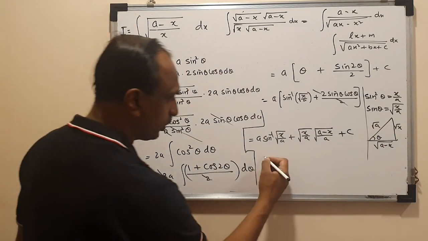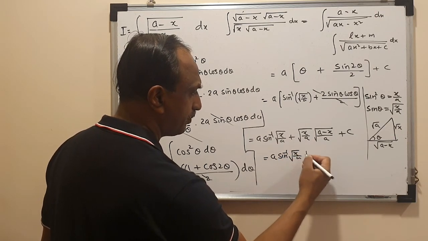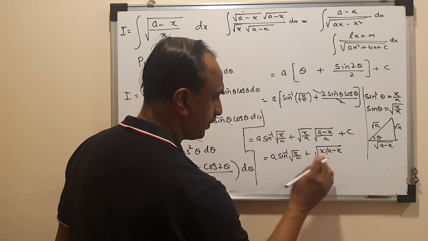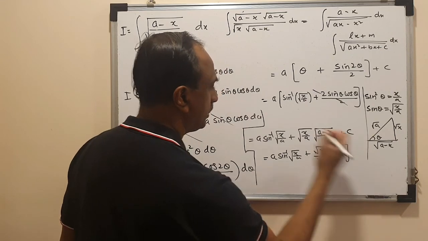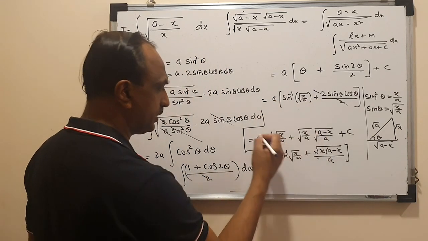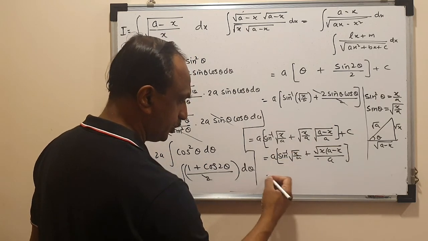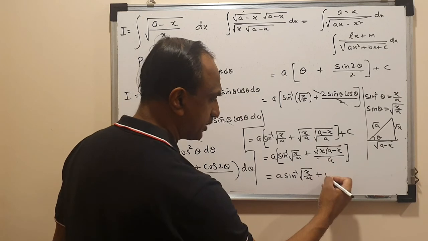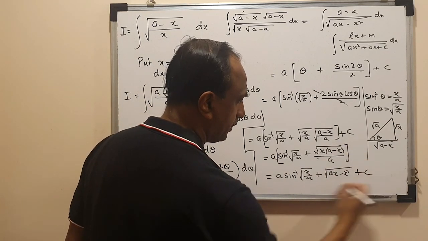So let me write a little more neatly. a sine inverse root x by a plus root of x into a minus x upon a, plus c. This a is common to both the answers. So a sine inverse root x by a plus root of ax minus x square plus c becomes your final answer.